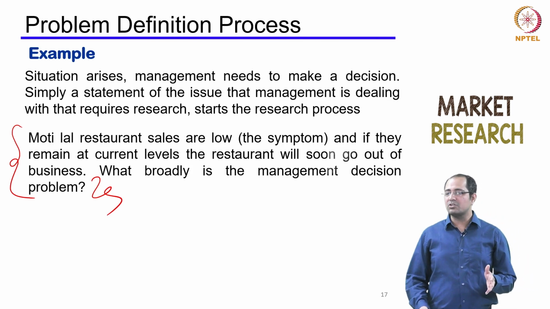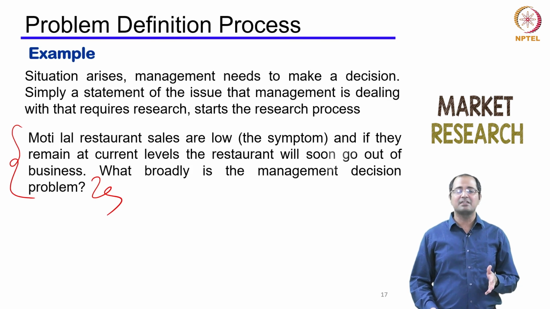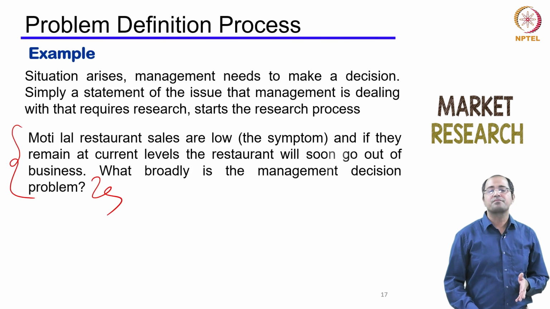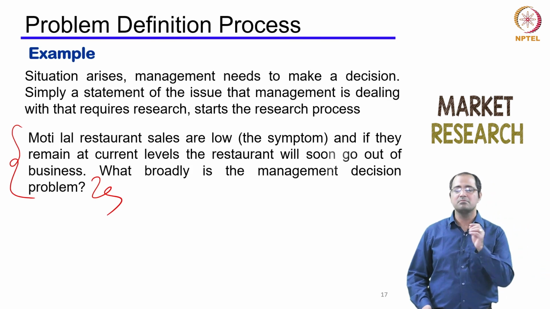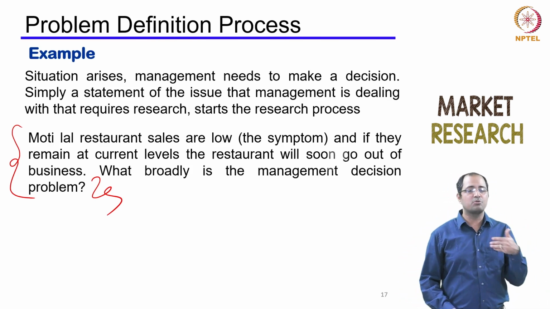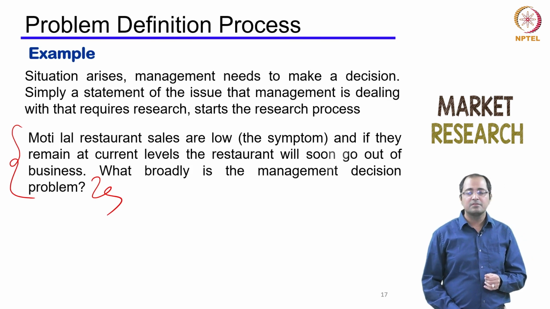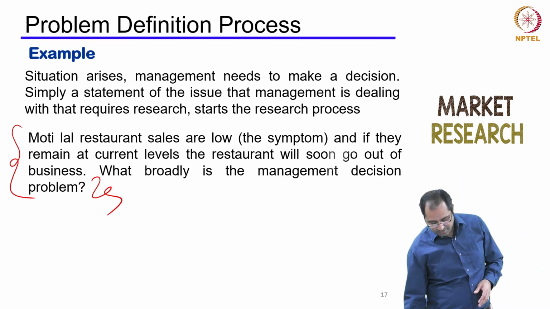So the restaurant owner comes to you and says that sales are low. If they remain at current levels, we will have to shut down. Help us. Now you know the symptom. The management decision problem is focused on symptoms. You will have to write what the management decision problem will be. Please state it in question format. What should be done to?